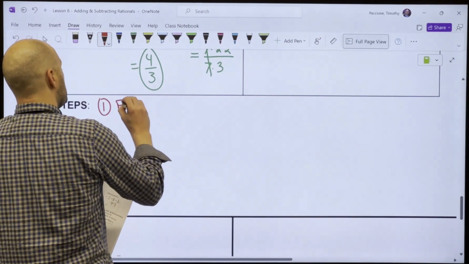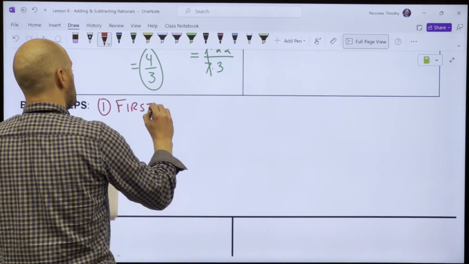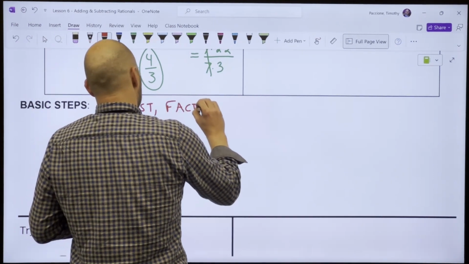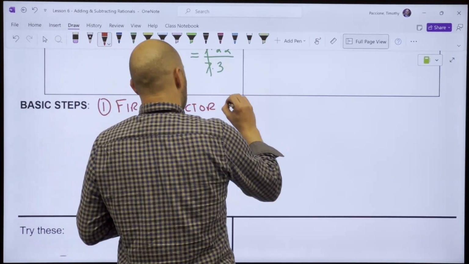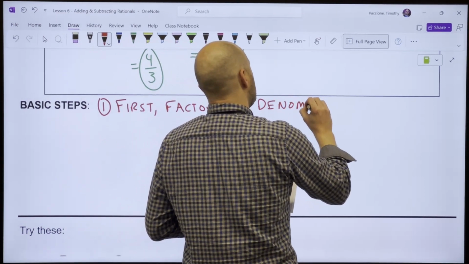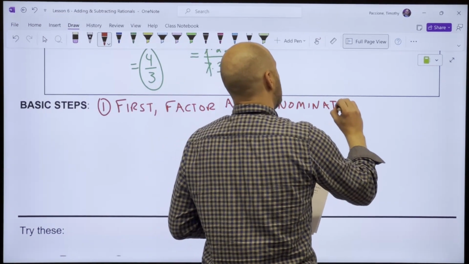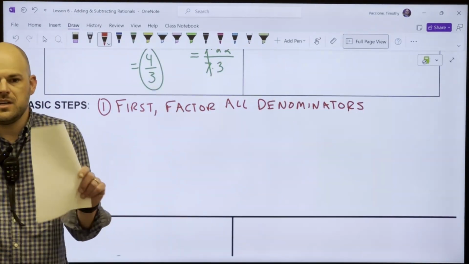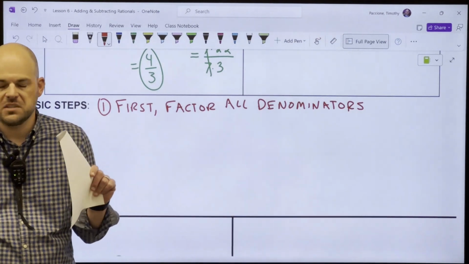Your first step is, first, factor all denominators. So I need to break down everything on the bottom so I can see all the pieces, right? And then I'll know what piece is missing where, okay?